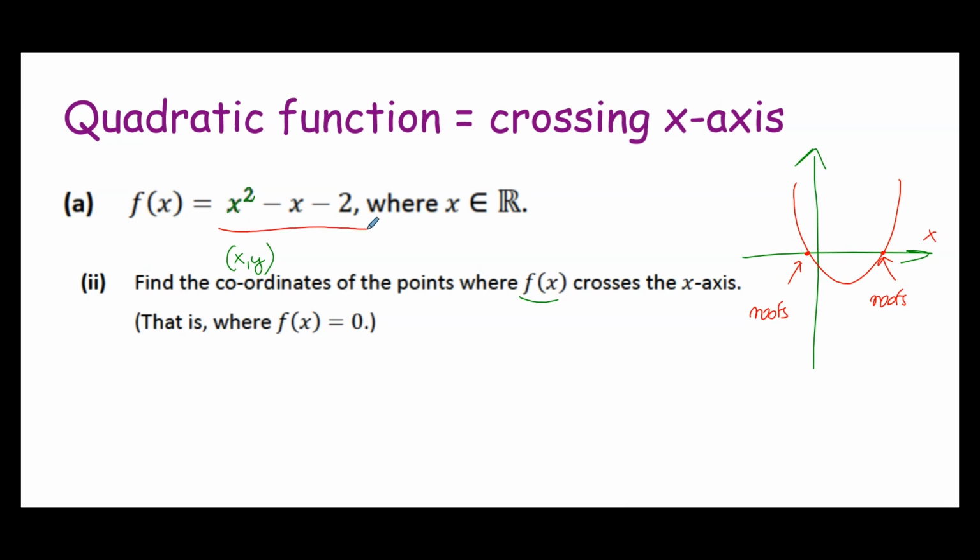How do we do that with a quadratic equation? Here they are saying, well, replace that f of x, so replace this value here with 0. So that means I have x to the power of 2 minus x minus 2 equals 0. How do I solve that?